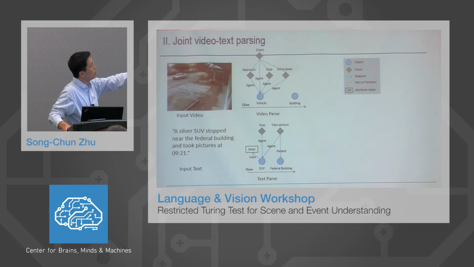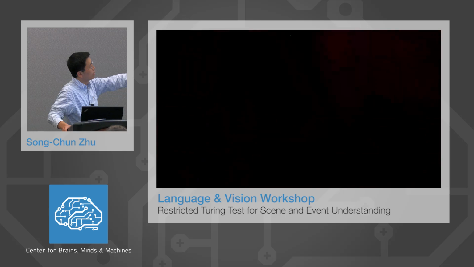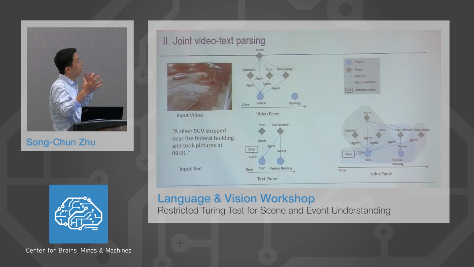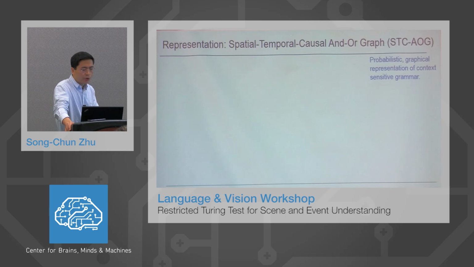So this says someone stopped, and the agent is the SUV stopped, and then the person, I didn't mention that actually. The person actually says the SUV took a picture of that federal building. So now you know that building is a federal building. When you put it together, we want to find the common parts. The shadows overlapping show that there are some common parts, and then you try to extend from there. So you have a joint parsing process. So this is an example. I will show you how we do it.